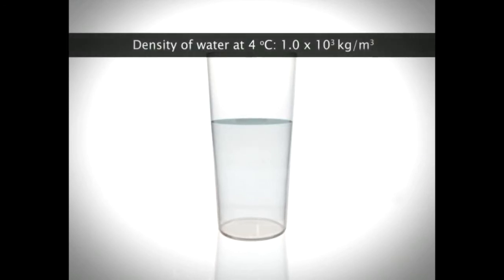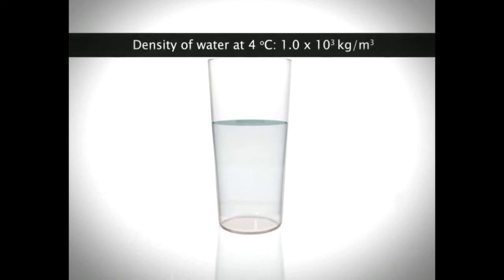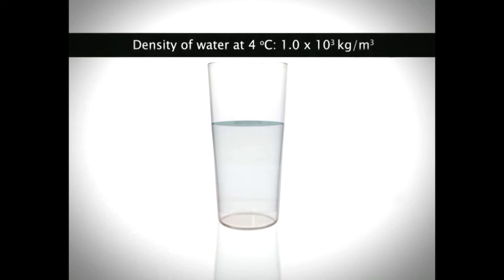Water's density at 4 degrees Celsius, which is 1 × 10^3 kilogram per meter cube, is considered as a benchmark. Densities of other substances are measured in relation to this value.